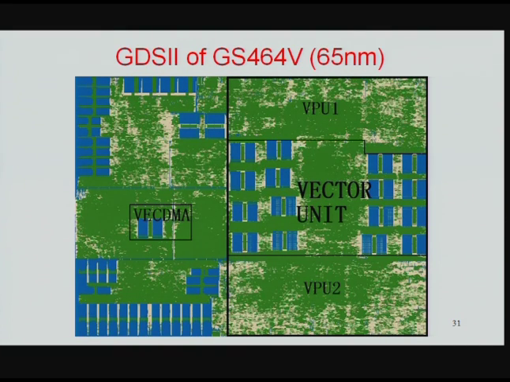The area, the size over here is only this one. We call it vector DMA, which is the memory coprocessor. Here's the vector unit, vector register files, 2 vector units here, level 1 cache, and the CPU core.